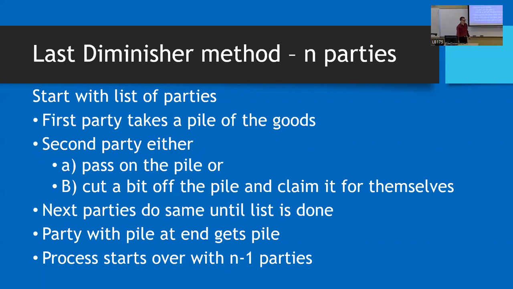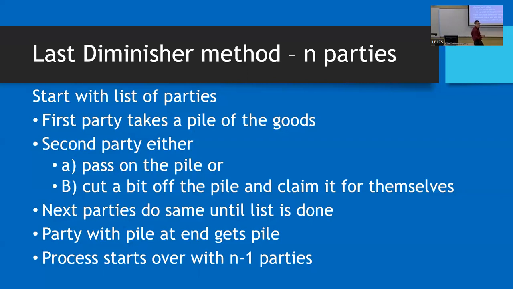So last diminisher is a version of divider chooser, but it's a sequential process, instead of everybody choose, everybody divide, something like that. So here's what happens. Our pirates stand in a line. The first person in that line goes to the treasure chest and picks out what they think is a fair share. So I go to the treasure chest and I put in random stuff that I think is a fair share. If we have five pirates, that means I get 1/5 of the goods. So I got in a bag what I think is 1/5 of the goods.